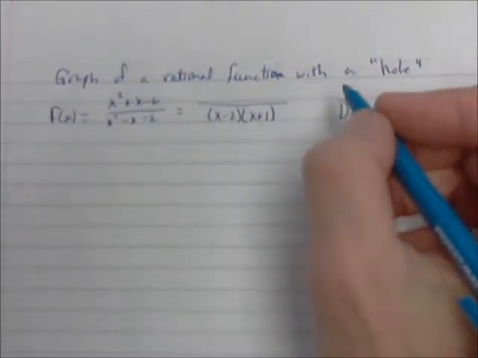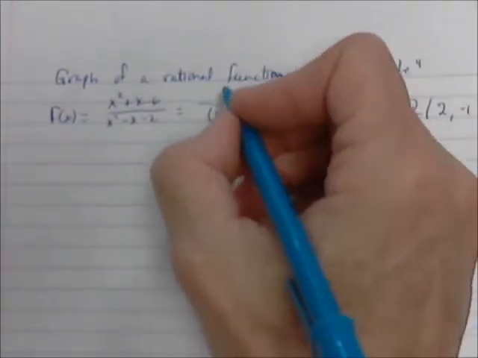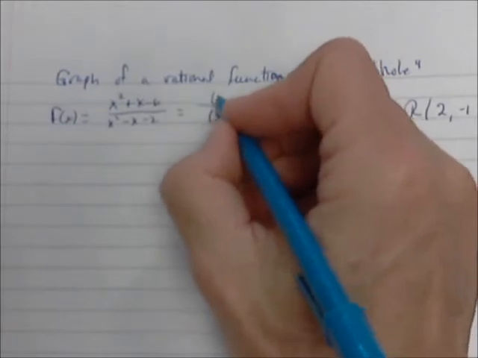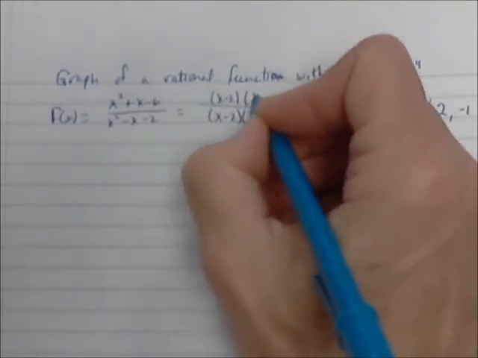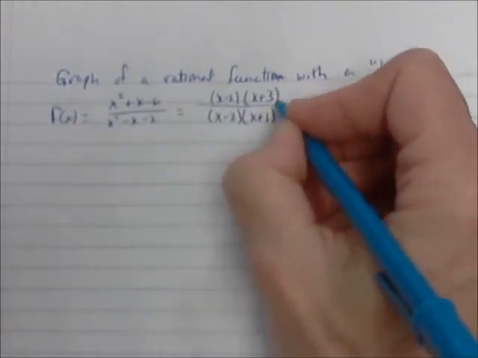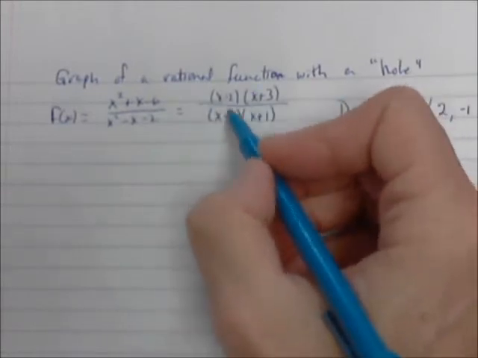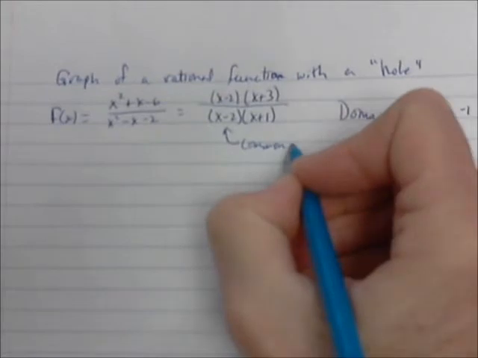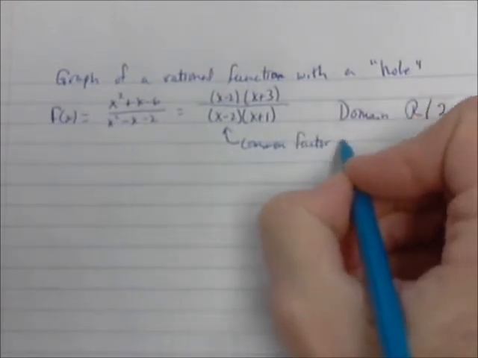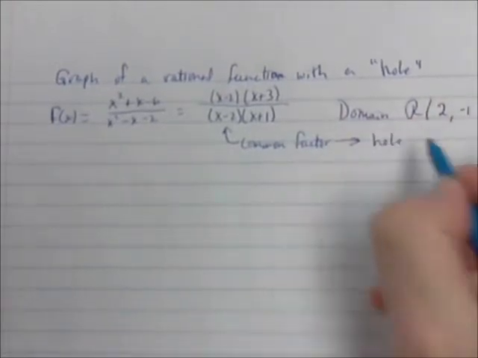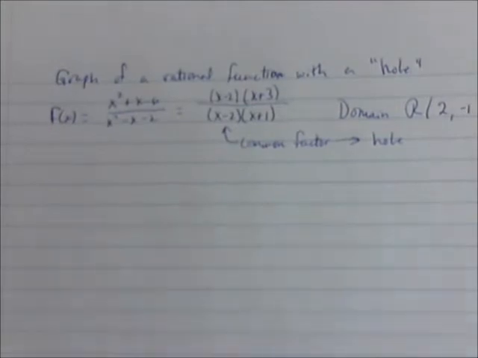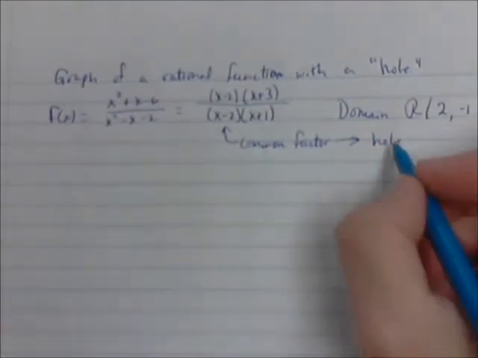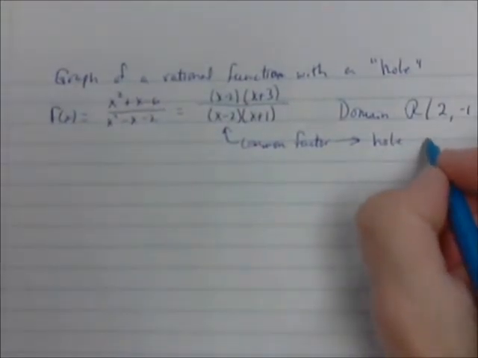Let's factor the numerator to see that we do actually have a hole. So if you factor this numerator, it's x minus 2 times x plus 3. And because we have this common factor of x minus 2, it implies that we have a hole in the graph. And that hole will be where x equals 2.